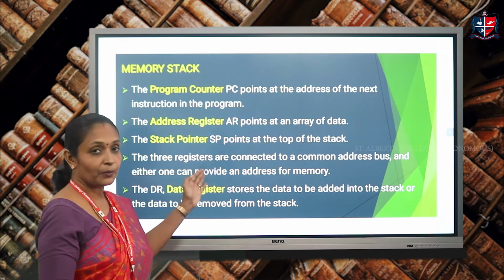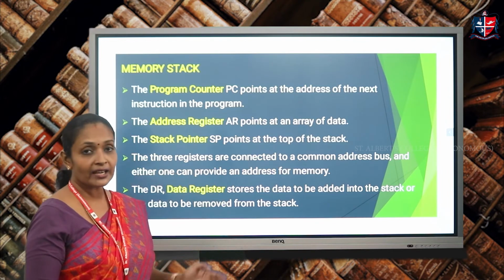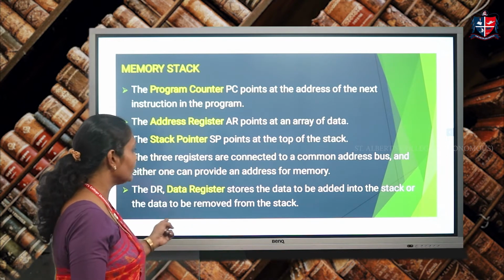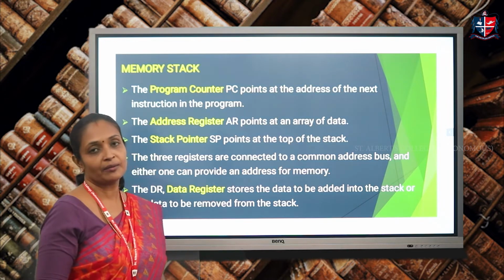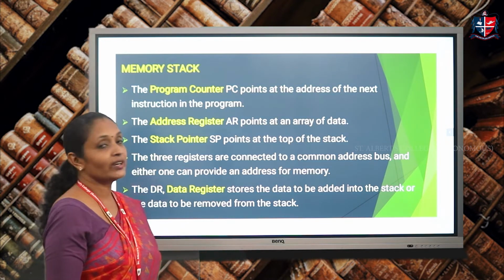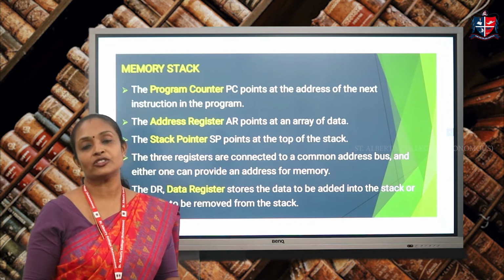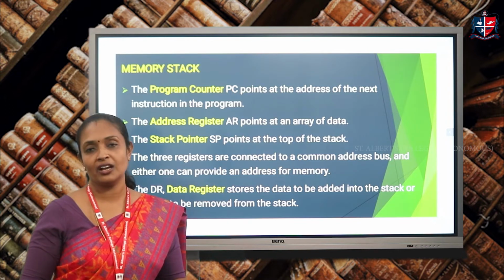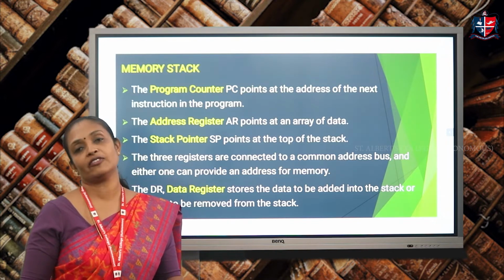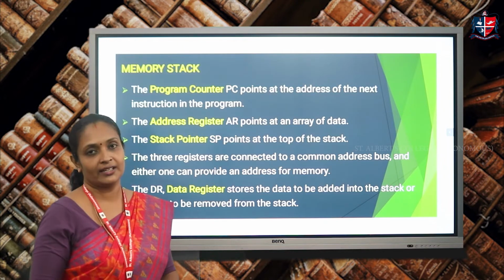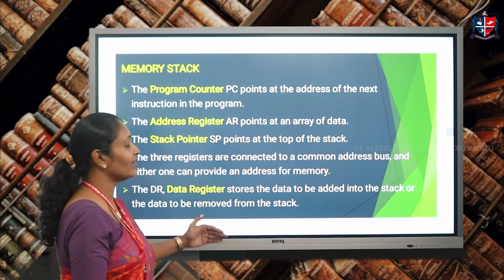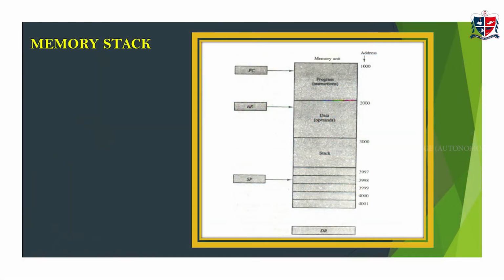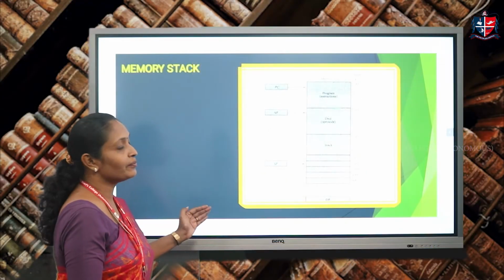These registers, that is the program counter, address register and the stack pointer, are connected to a common bus, that is the address bus, and any one of them can provide an address for the memory. And the last one is the data register. The data register actually holds the data. That is, whatever data we have to add into the stack or whatever data we are removing from the stack is stored in the data register. So these are the common registers which are associated with the memory stack. Here is the diagram, which actually explains the memory stack.